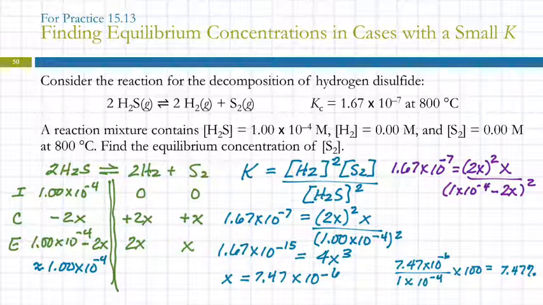So, breaking out the solver, I've got 1.67 E minus 7 on the one side, and I've got the quantity 2x squared times x divided by the quantity 1 E minus 4 minus 2x, that quantity squared. So that's what my solver's telling me.